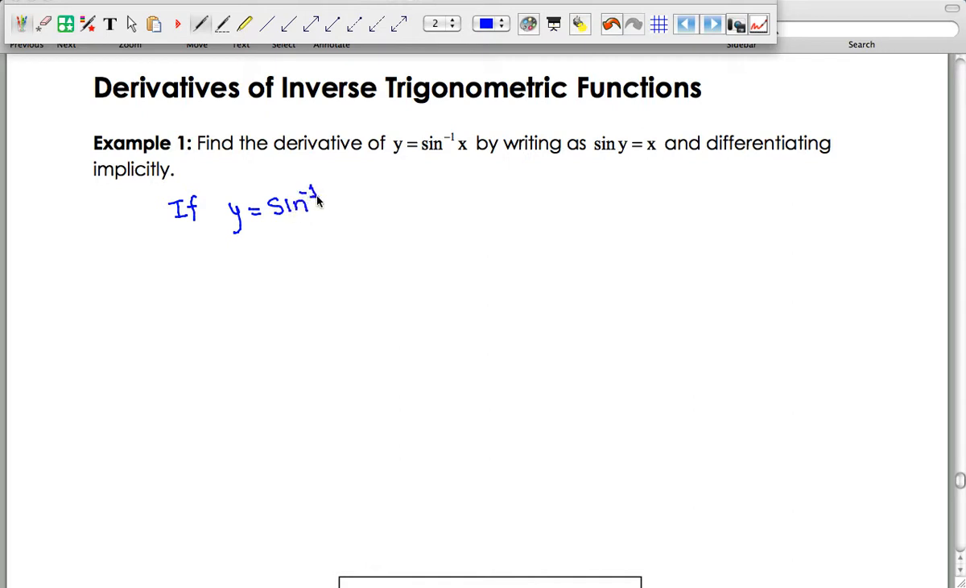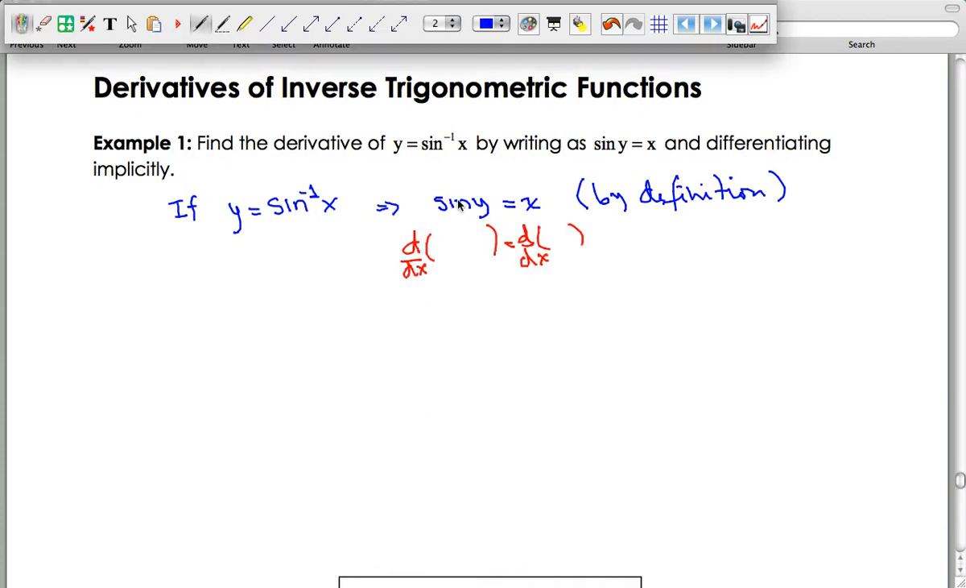inverse sine of x, then we can say that sine of y would equal x. This is by definition. Then we differentiate implicitly on both sides of the expression.